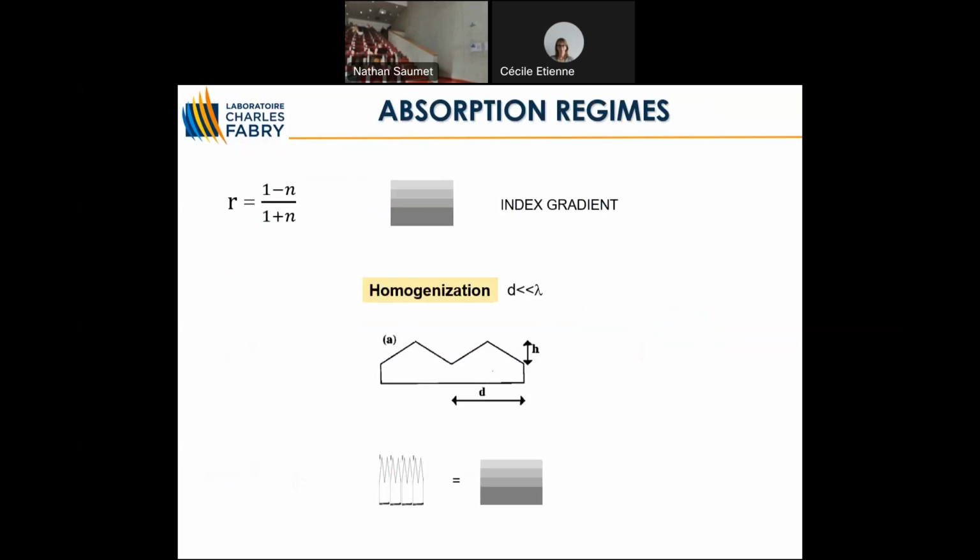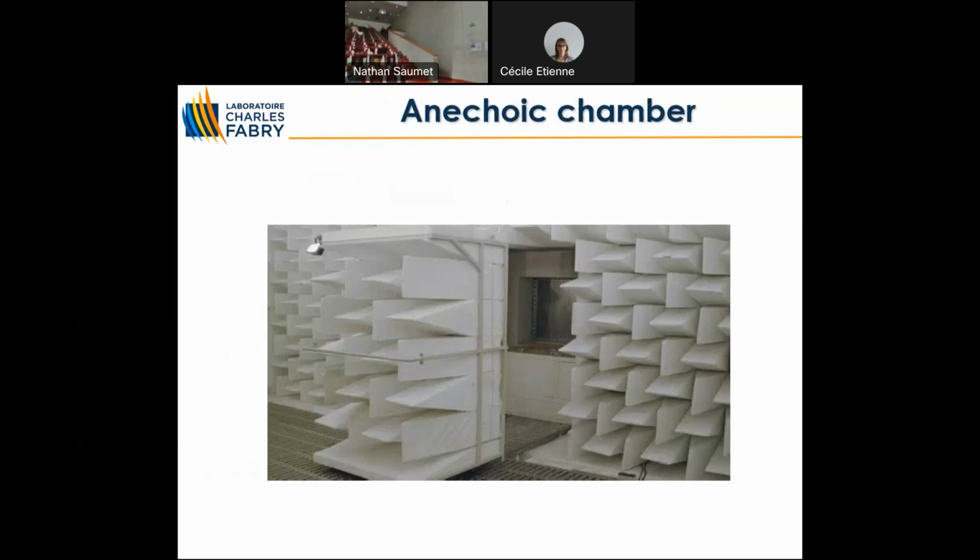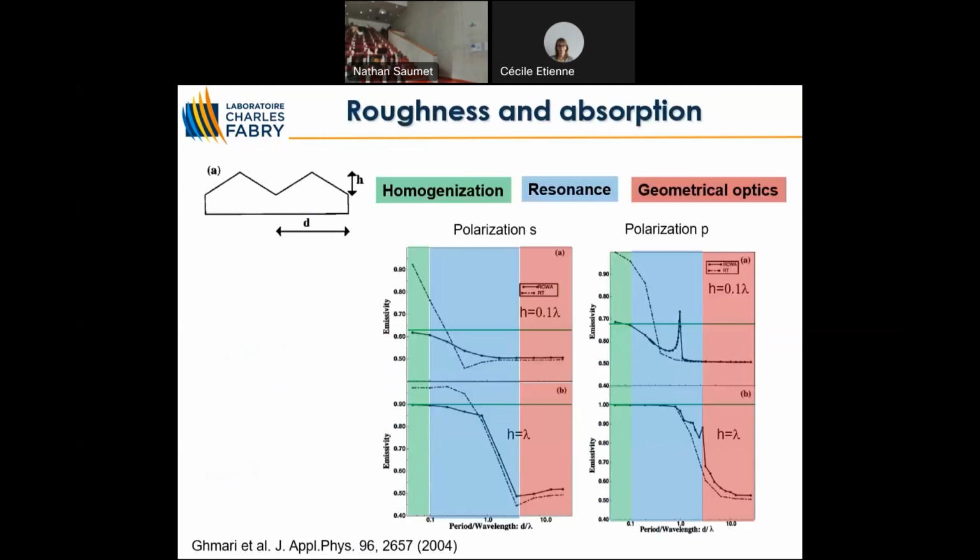Now there is a completely different regime, which is homogenization, which is when the period d is much smaller than the wavelength.